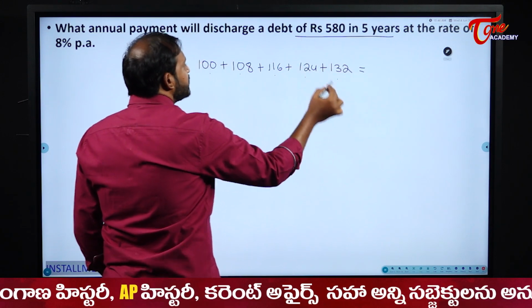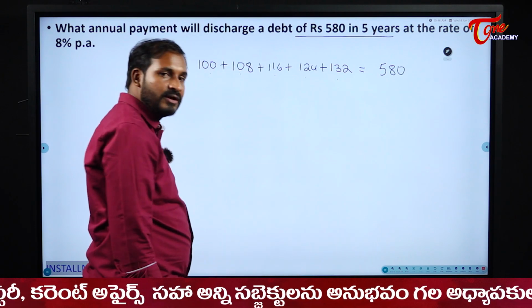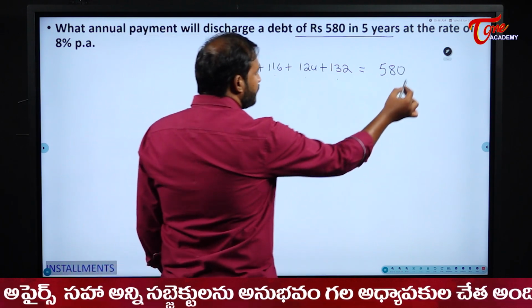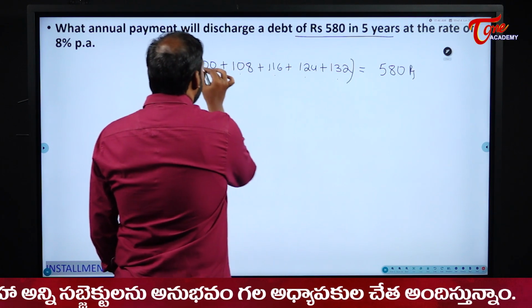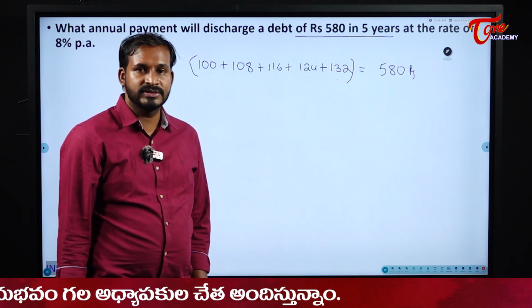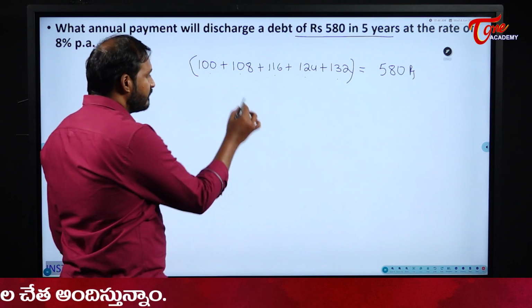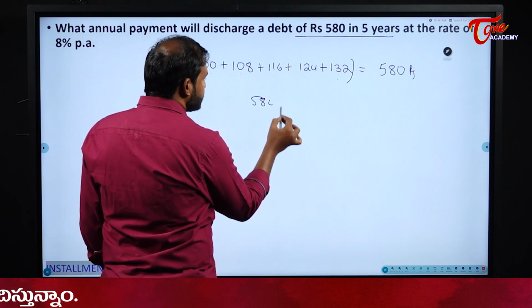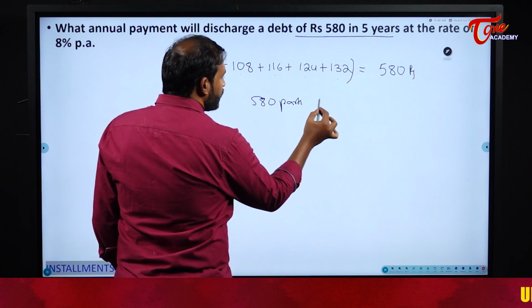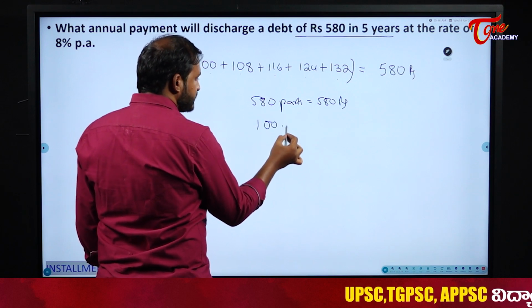This is equal to what is the debt they have given us here? 580. This is equal to a debt of 580 rupees. Okay. So now 8 plus 16, 24. 24 plus 24, what does it become? 48. 48 plus 32, 80. And 500. So overall 580 parts is equal to 580 rupees. So each year installment is 100 parts.